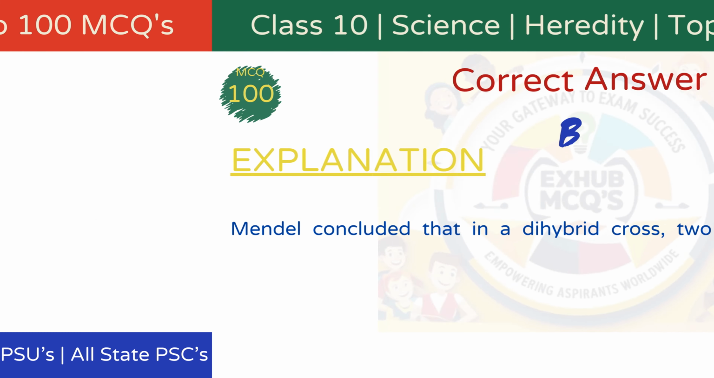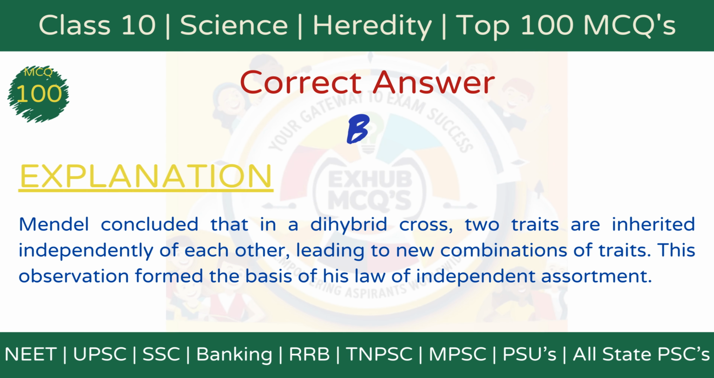The correct answer is option B. Traits are inherited independently. Explanation. Mendel concluded that in a dihybrid cross, two traits are inherited independently of each other, leading to new combinations of traits. This observation formed the basis of his law of independent assortment.